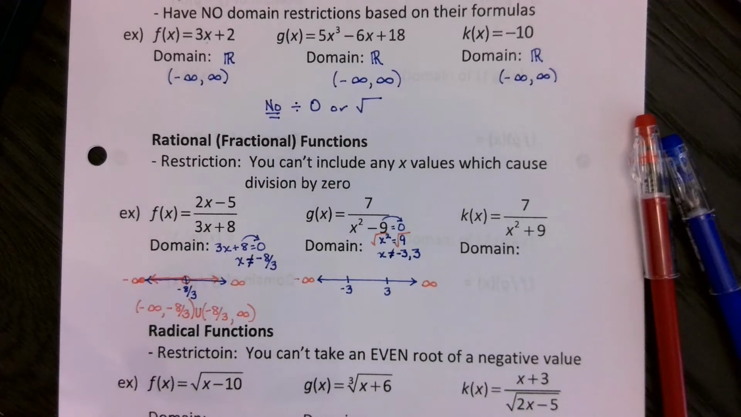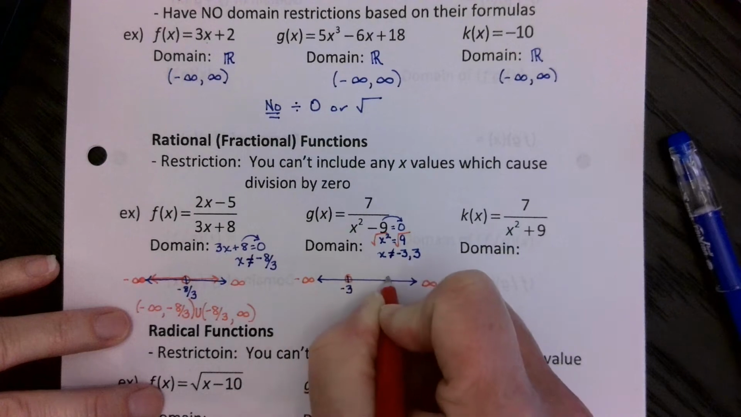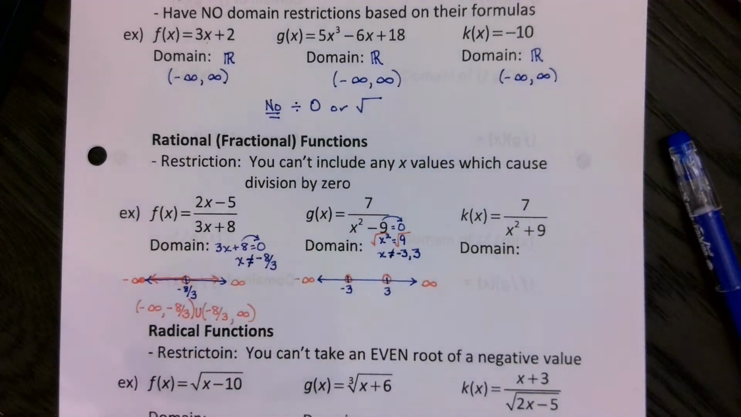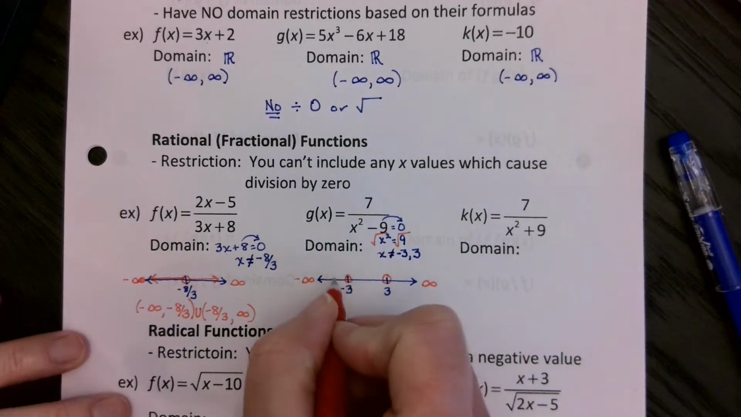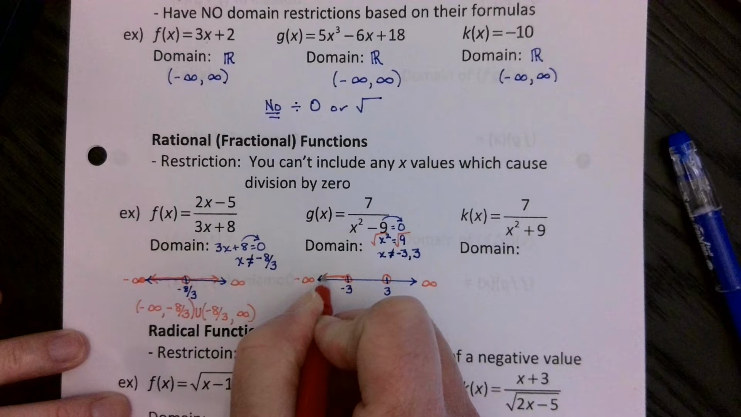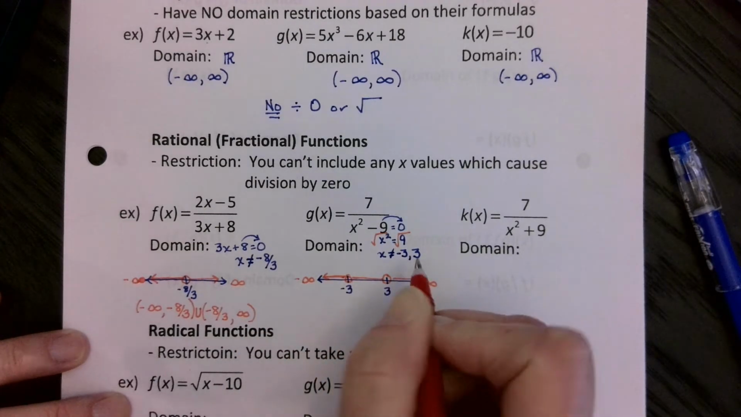Okay, so sorry about that. We're going to have an open circle here. We're going to have an open circle here. It can be anything but those. Okay, so what I'm going to do is it can be anything this direction, it can be between these two, and it can be anything over here.